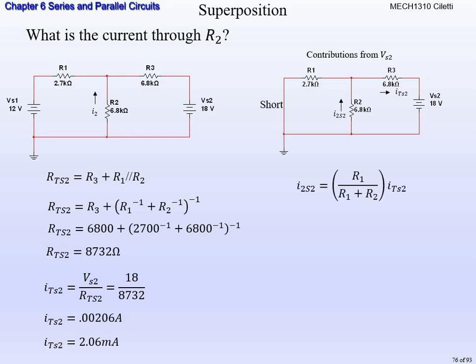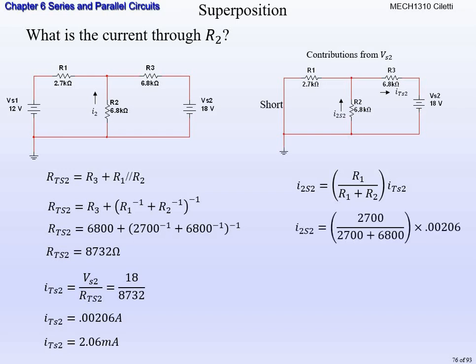Then we use a current divider to find the current that's going through R2, because that's I2, from the source 2 contribution. So that's why it's I2S2. It's R1 divided by R1 plus R2, times ITS2. Remember, using a current divider, we have to use the resistor opposite the one we want, which is R1. That's why R1's on top. Divided by R1 plus R2, times the total current in this system.